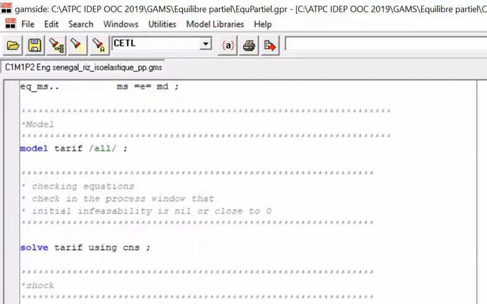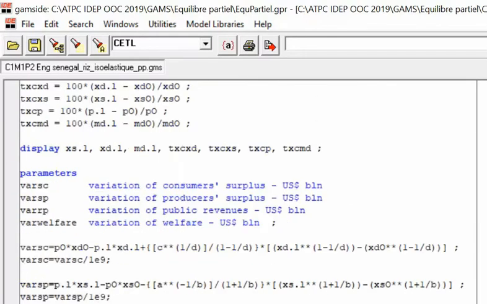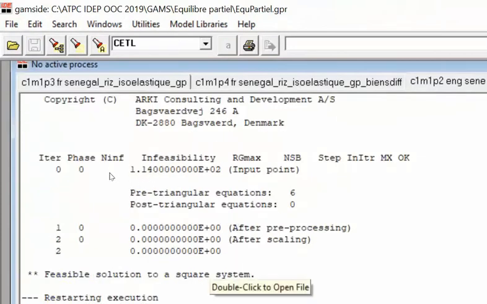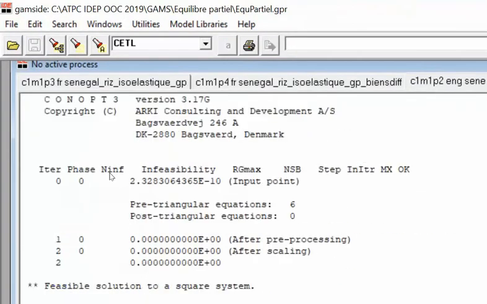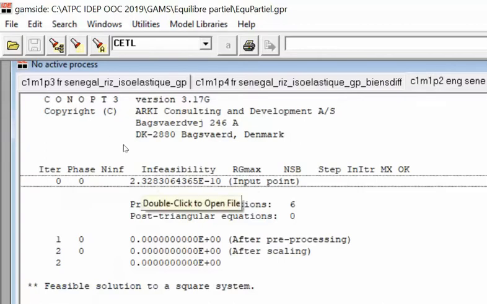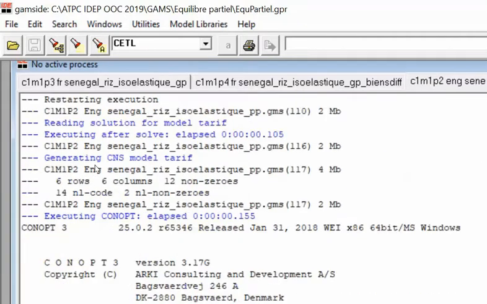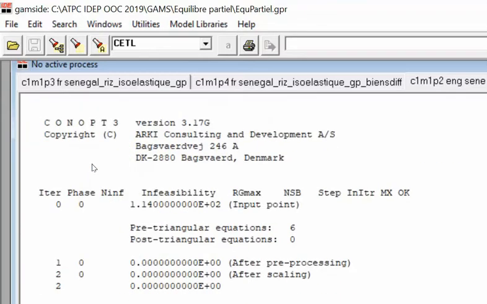So the rest of the program is unchanged. If I make a run in the process window, you can notice that for the first shock, the initial infeasibility is equal to 0 or very close to 0. It is 2 times 10 to the power minus 10, so it's very, very small. So the model is well calibrated.